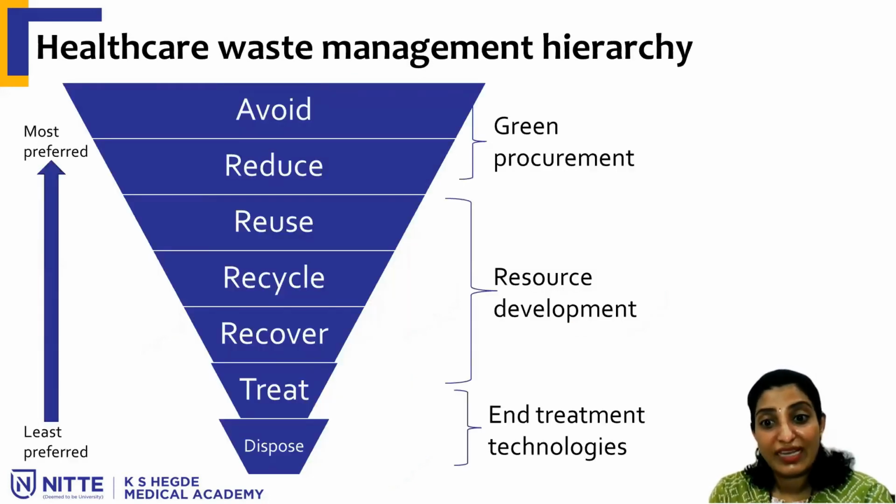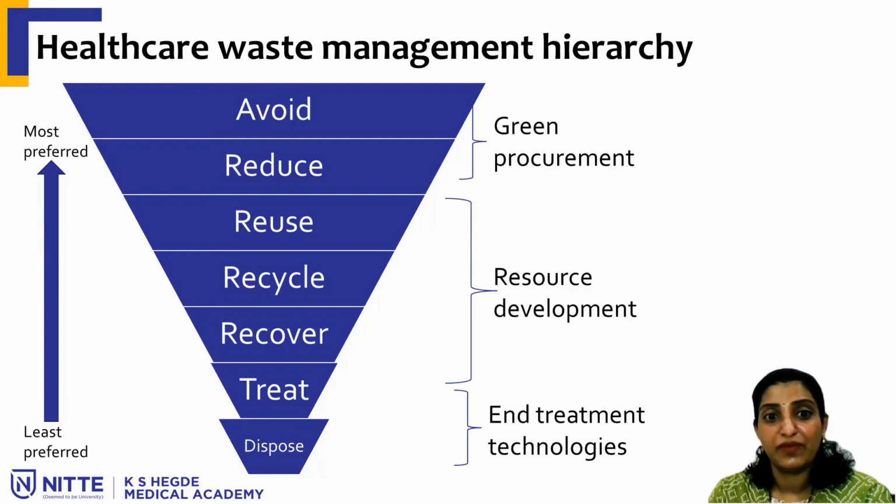Which comes to our last principle called healthcare waste management hierarchy. If you see this, there is a broad base which begins with avoidance and a small apex called dispose. So avoiding and reducing the amount of items that we procure, and that we procure more of non-disposables over disposables, can be handled by something called green procurement.